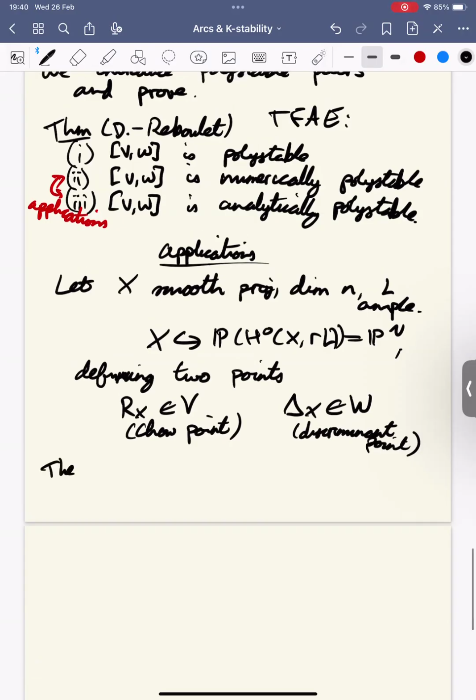Okay, so what do we do? First of all I'm just going to define what the Chow point is. So the set of n+1 hyperplane sections, H_0 up to H_n. Where does this live? In the projectivization of the dual projective space.